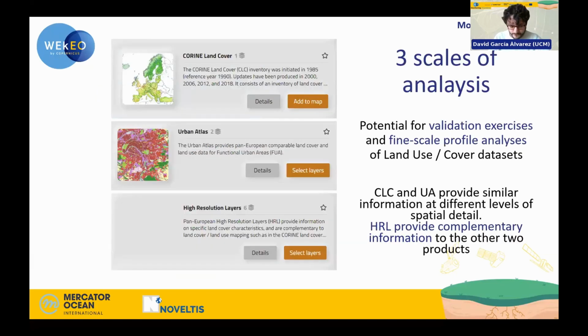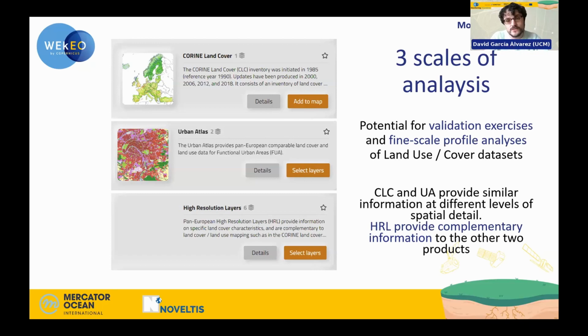All in all, there are 3 different products that allow us to comprehensively understand urban dynamics by providing complementary information at 3 scales of analysis, from the coarser one of Corine land cover to the finer one of the urban atlas and the high resolution layers, with the high resolution layers providing complementary information to the other 2.